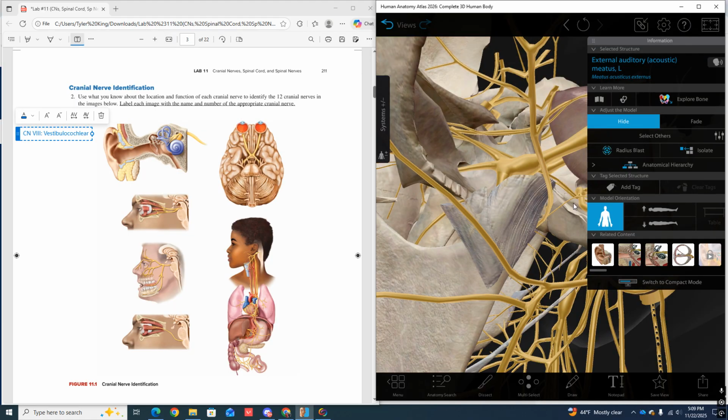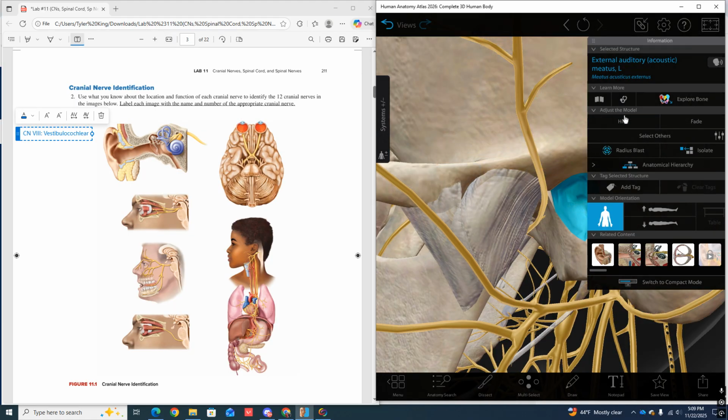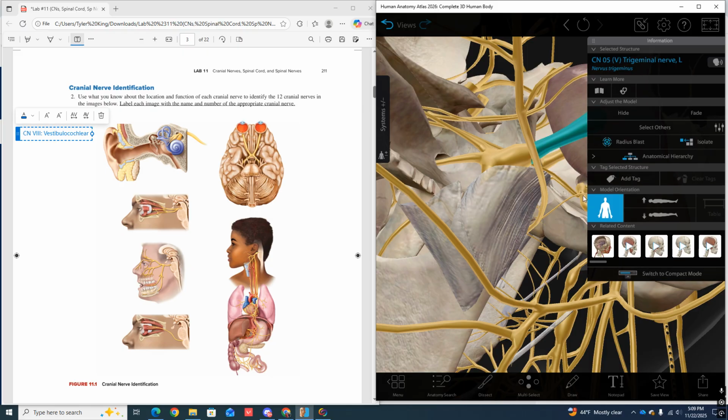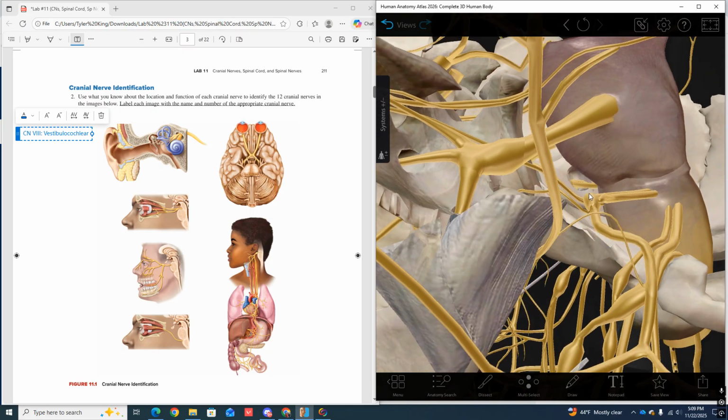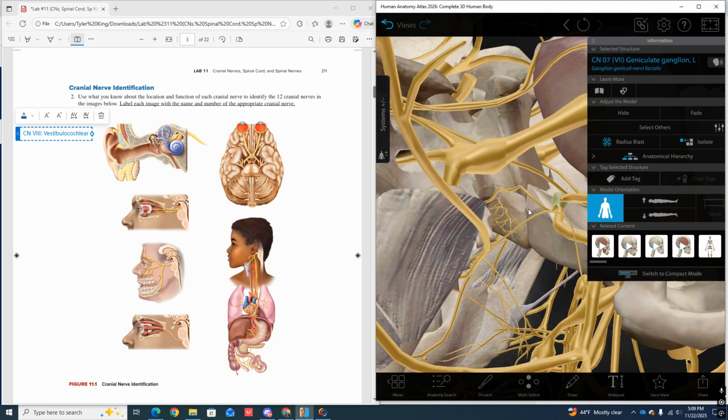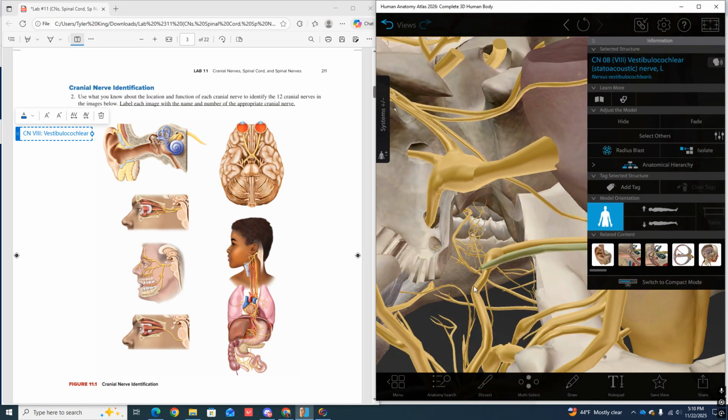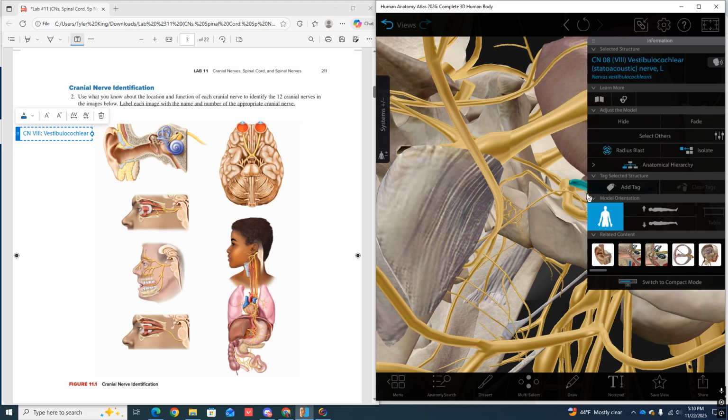I'm going to hide it real quick. Because if I hide this guy, let's see if I get out of that view. Oh, there we go. So external auditory meatus right here. We can see this nerve coming right across as it will go into the external auditory meatus. It's not too good of a picture here. When I hide the external auditory meatus, it kind of blacks out.